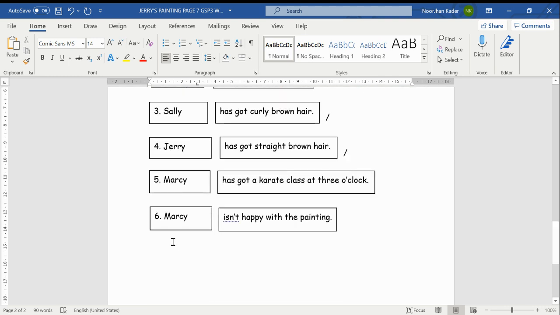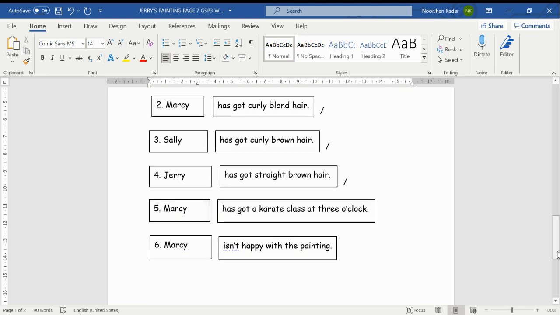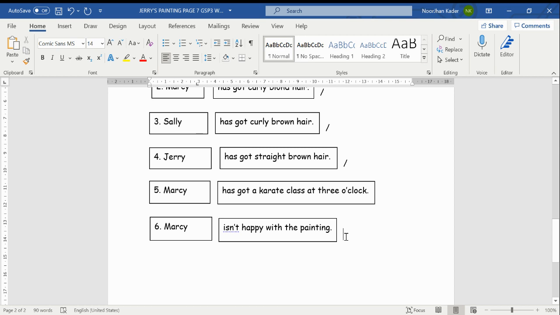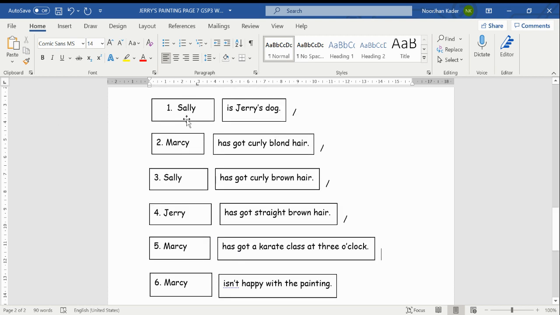Okay, but then number 5 says, it is Marcy then has got a karate class at 3 o'clock. Okay, but the picture just now describes Marcy isn't happy with the painting. Okay, see again. Marcy isn't happy with the painting. So what you have to understand, this one is correct because the picture confirms that she isn't happy with the painting. But before that, we have to understand the story. So it's not like you only describe the characters. We are actually describing who is Sally, then how Marcy, Sally, and Jerry look. Then only it comes to the story.